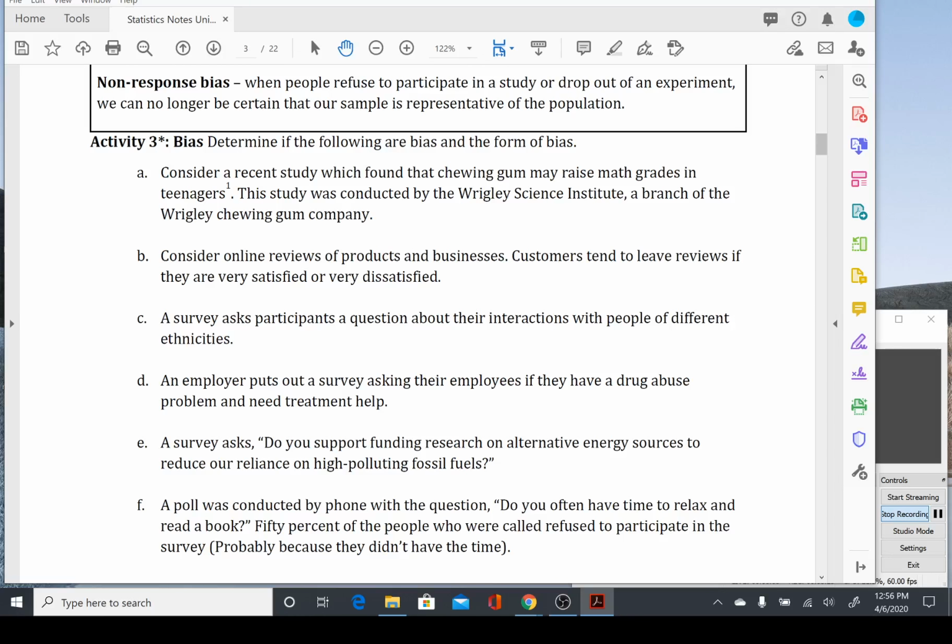In class, you'll be determining if the following have bias, and they do, and which bias they have. So this will also be group work.